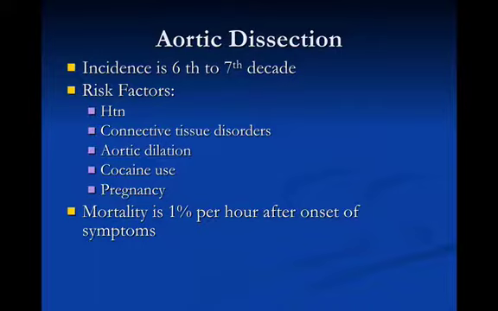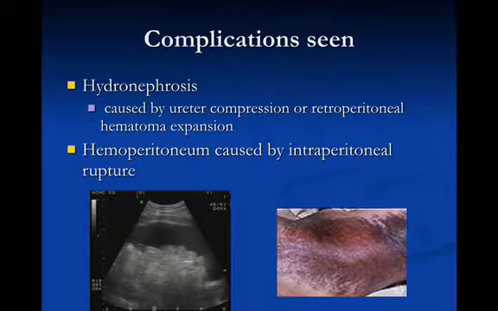The incidence is most common in the 6th to 7th decade. The risk factors are hypertension, connective tissue disorders, aortic dilation, cocaine use, and pregnancy. The mortality rate is extremely high. It's 1% per hour after the onset of symptoms. Oftentimes, we see this complicated by hydronephrosis, which is caused by ureter compression or retroperitoneal hematoma expansion. There may be hemoperitoneum caused by intraperitoneal rupture, so you can get Grey Turner sign or colon sign.